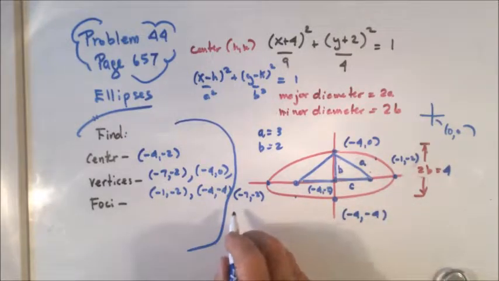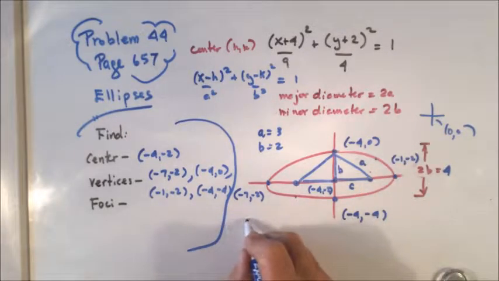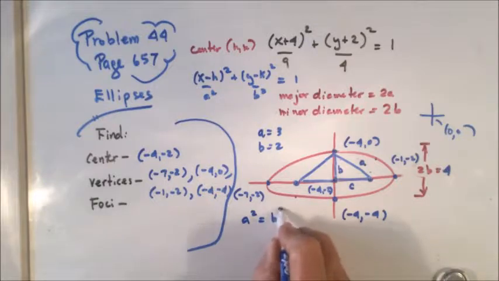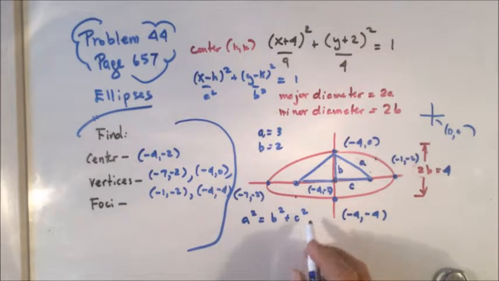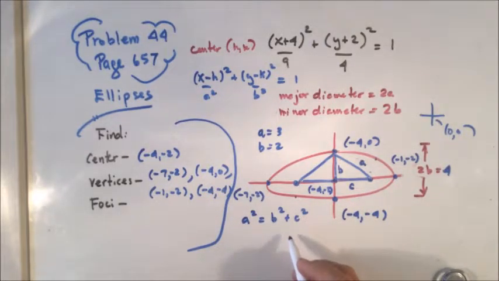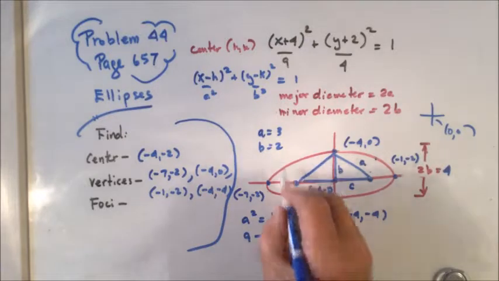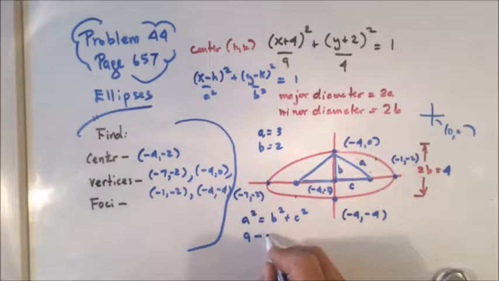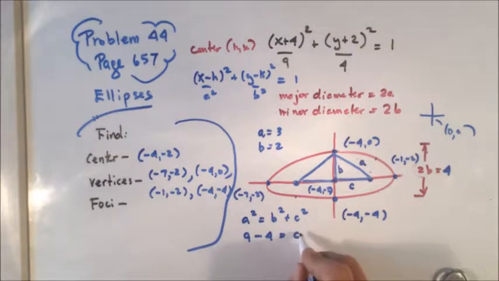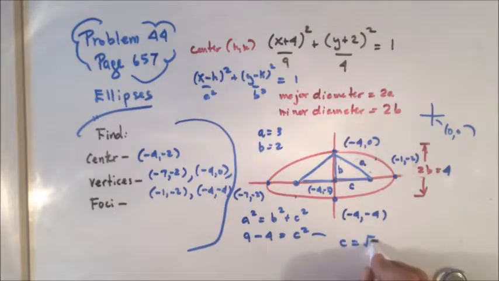All right, and you've got this little triangle, all ellipses in this orientation, actually all ellipses have this same relationship. So what are we looking for? Well, let's just say that a squared is equal to b squared plus c squared. Let's put some numbers in and find this c, the focal length. A is 3, so this is 9. I'm going to put the b over here, and b squared is 4. That's equal to c squared, so that's 5, and that makes c equal to root 5.